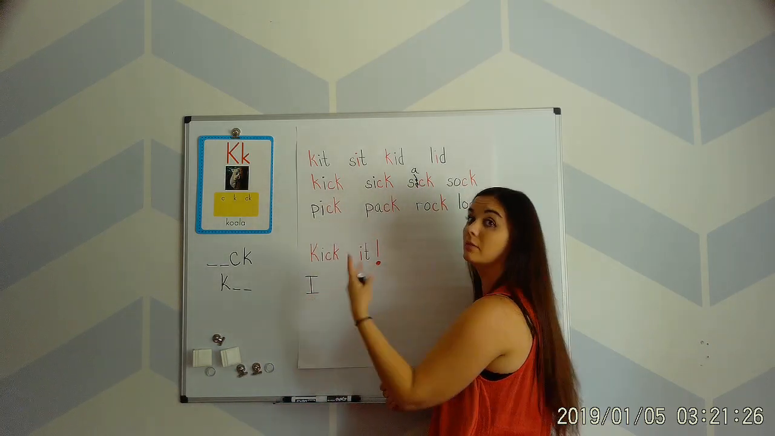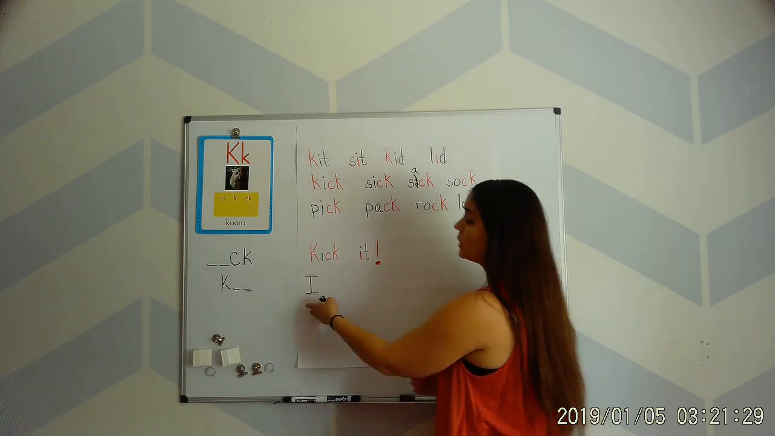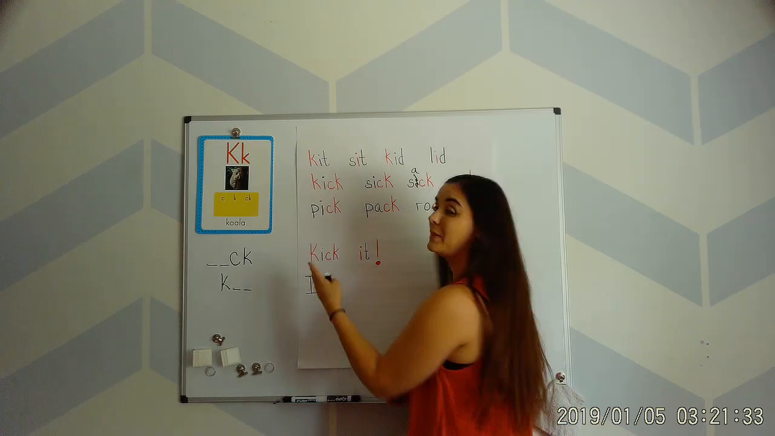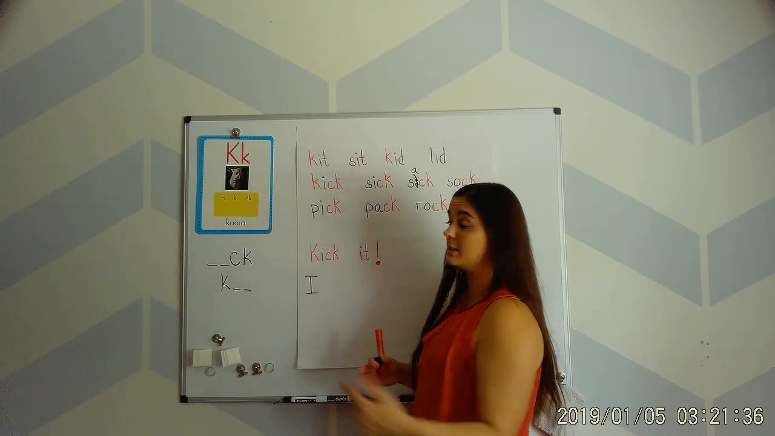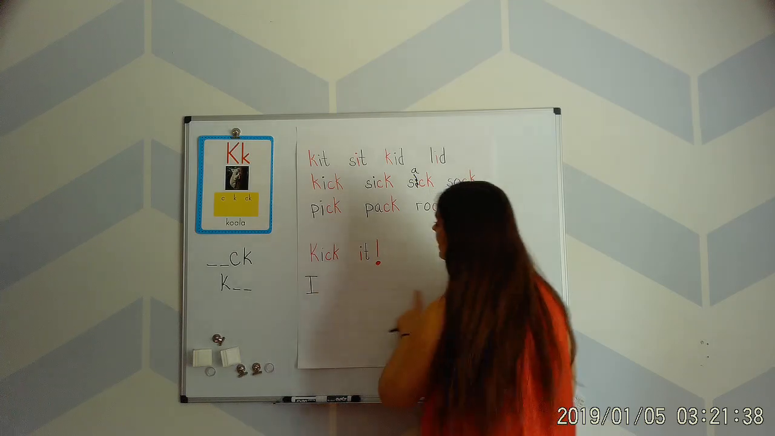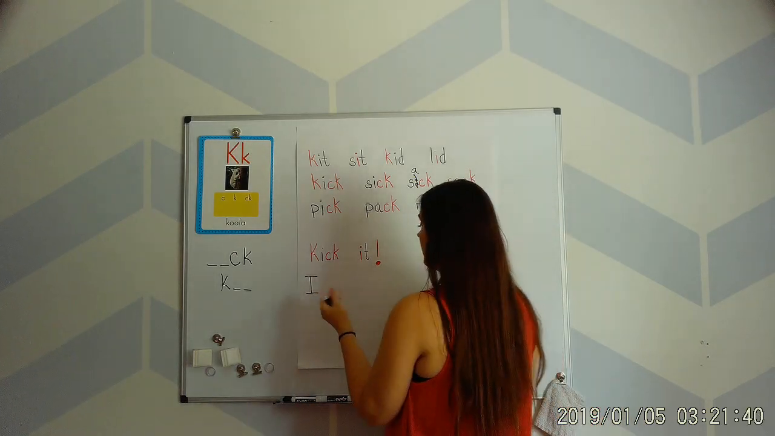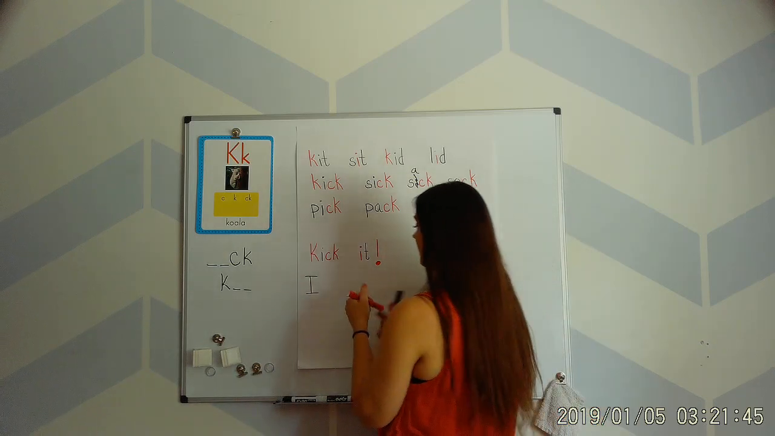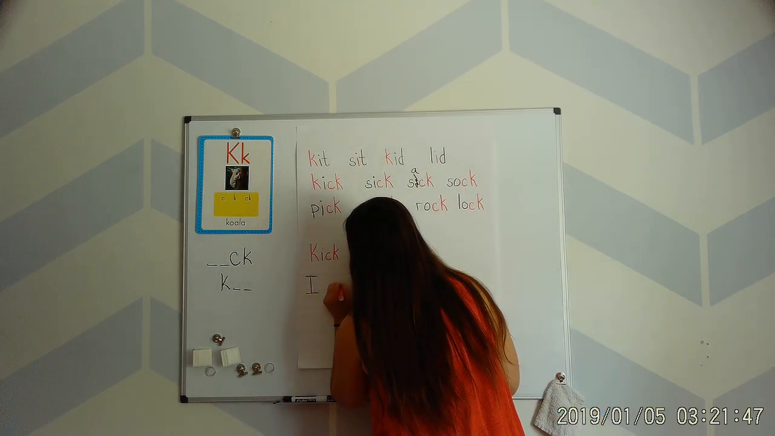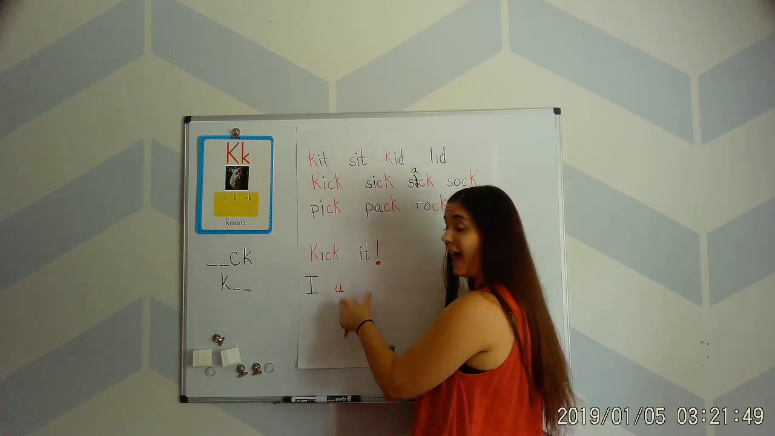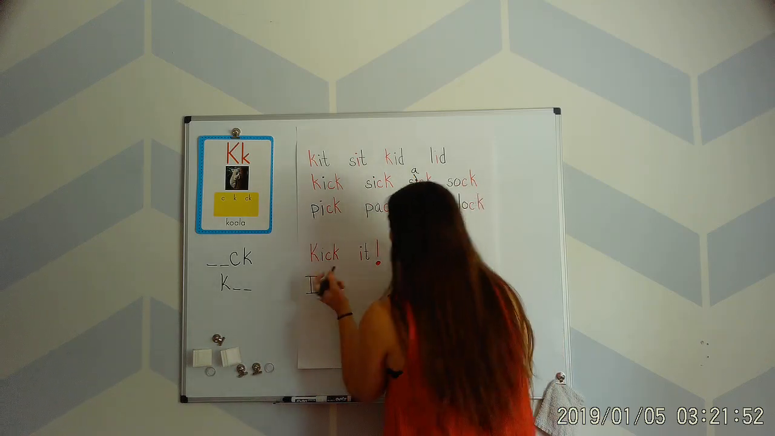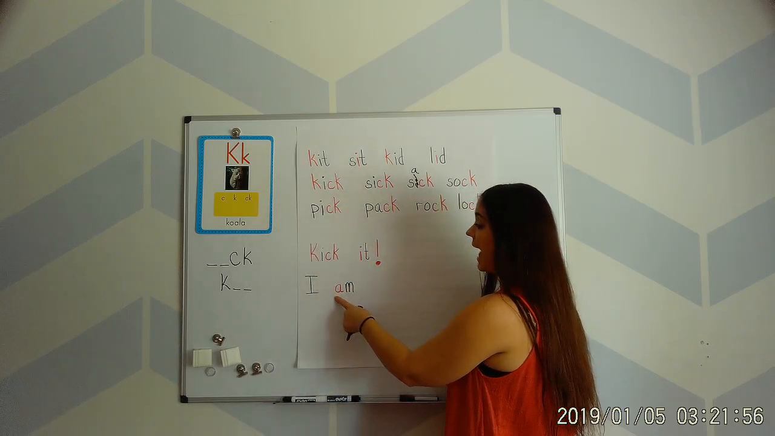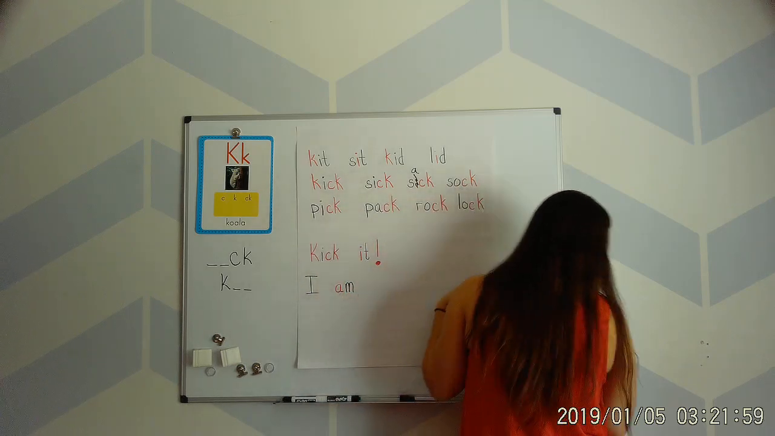So I. Okay, so this is a high frequency word. It's when we're talking about ourselves. It's at the beginning of a sentence. So we're always going to capitalize this word I. Even if it's in the middle of the sentence, we always capitalize I. So A says ah. M says am.